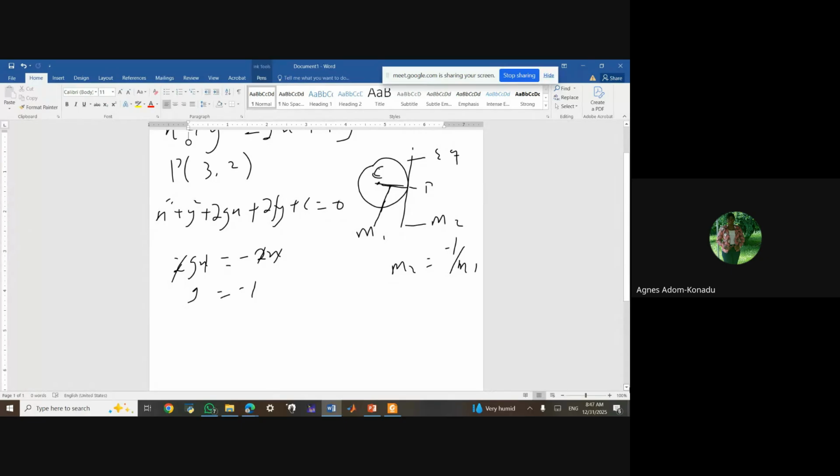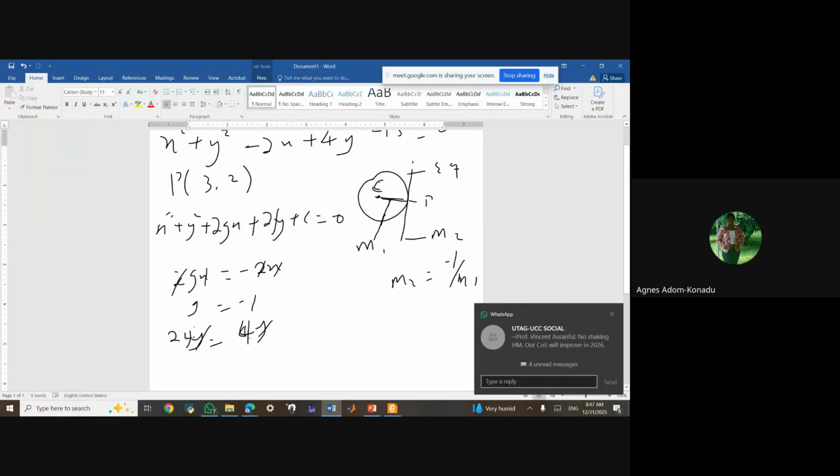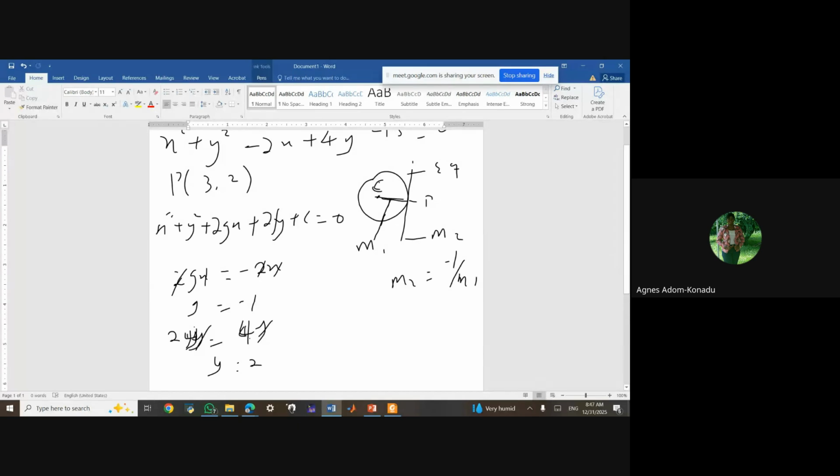So I have 2fy is equal to 4y. So y goes with this, then I have f to be equal to 2. But the center of the circle is (-g, -f), so it means that my center will be (1, -2). So now I have the center to be (1, -2).